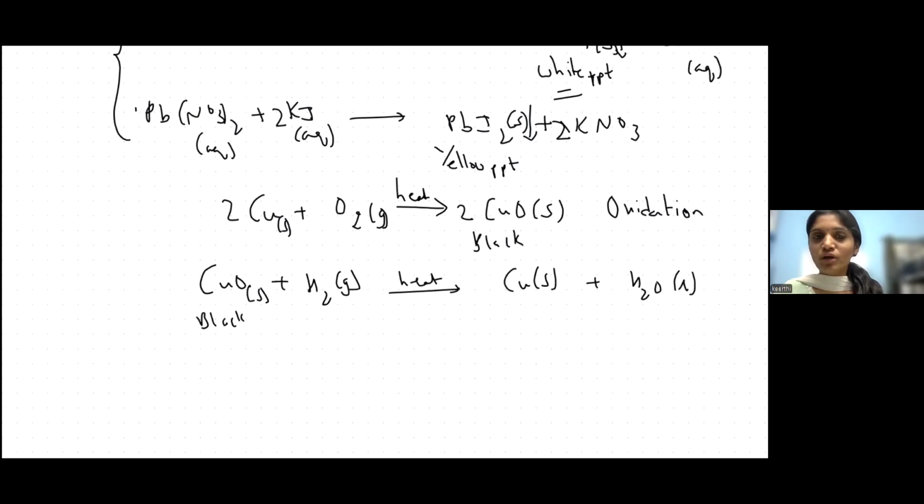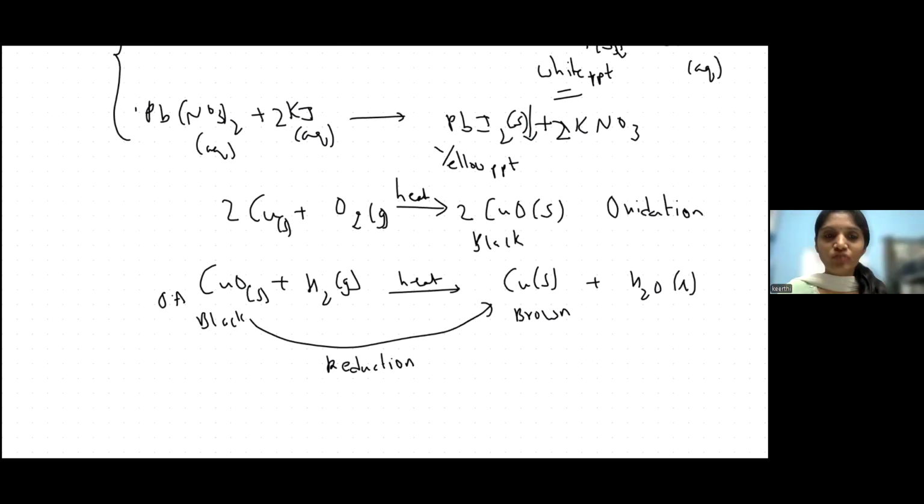Here in this reaction, what is happening? Copper oxide is losing oxygen. So what is happening to copper oxide? Copper oxide is undergoing reduction. Now, whichever is undergoing reduction, I call it as what? Oxidizing agent. Whichever is undergoing reduction, I call it as oxidizing agent.